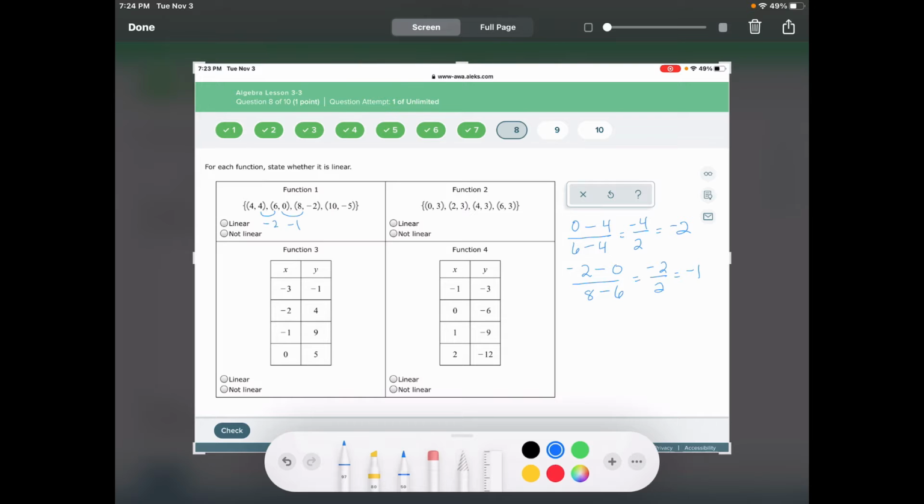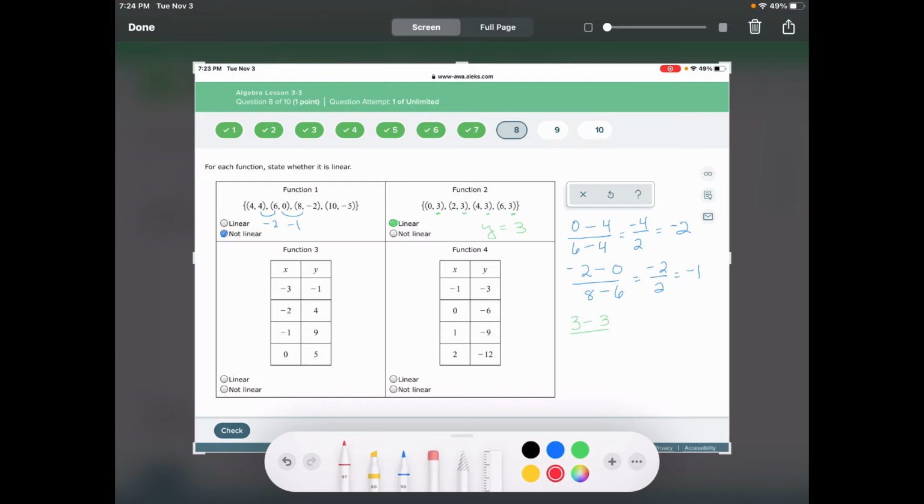So that's, unless I made a mistake, that is not going to be linear. The slopes have to keep being the same. Okay, let's calculate this next one. 3 minus 3 over, oh, look at that. 3, 3, 3, 3. Y always equals 3. That is a horizontal line.